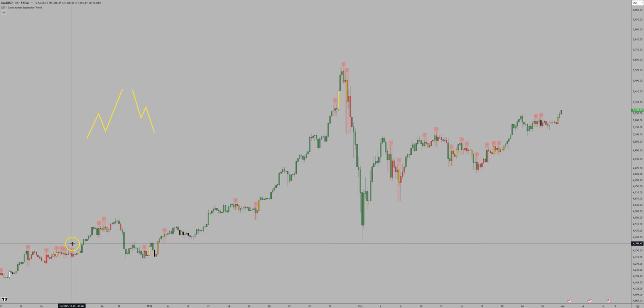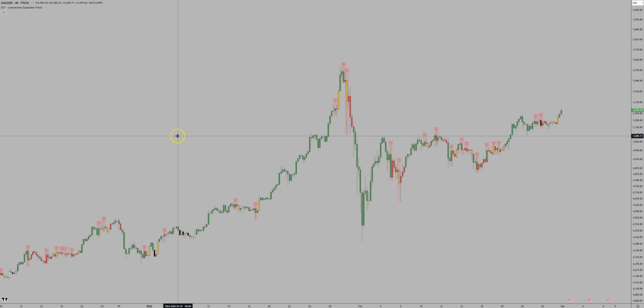Right? I'm going to show you what to do with all these C's here. So we have 2 rules: start and end a wave, higher high, lower low. Right? That's the core principle of the CT system.